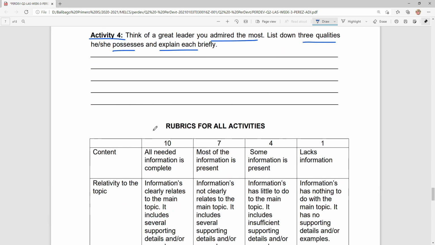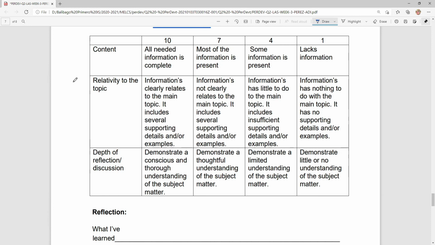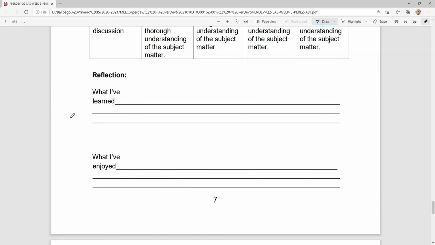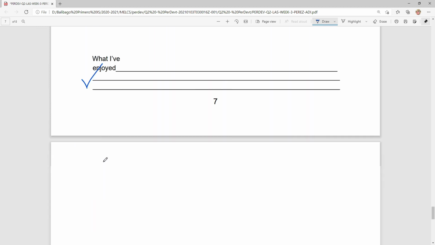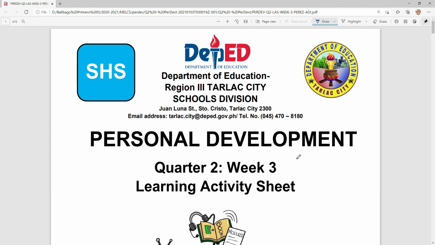So here are our rubrics for the activities. For reflection, write what you have learned and what you have enjoyed in these learning activity sheets. If you have questions, do not hesitate to send me a message in Google Classroom or Messenger.